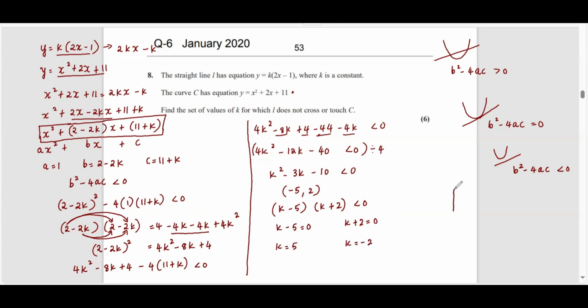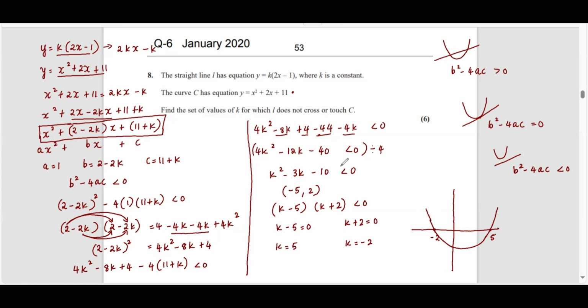Now we have to sketch the graph here. The coefficient of k squared is positive, which means it will be a U shape, and it's cutting the axis at minus 2 and 5. So let's say this is minus 2 and this is 5 here. The y-intercept is not necessary in this case, so we just have to sketch the curve. It's a U shape, so it passes through minus 2 and 5.